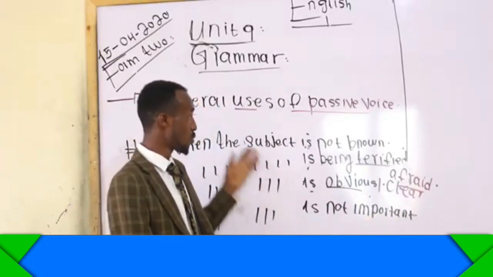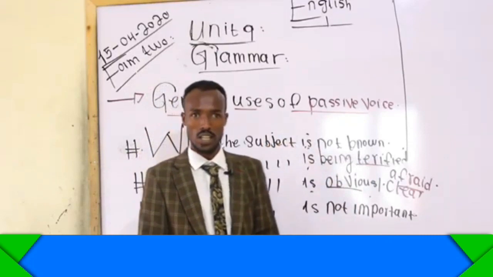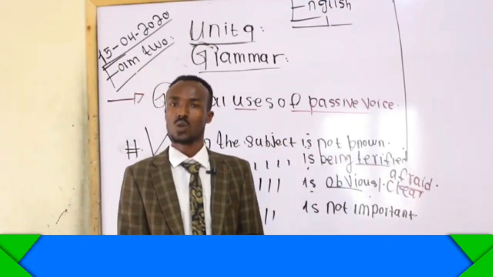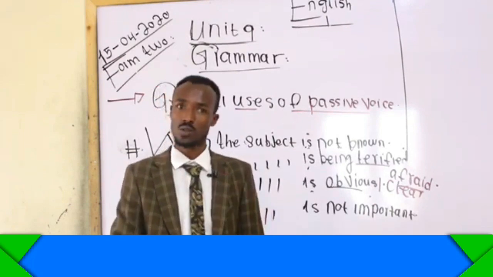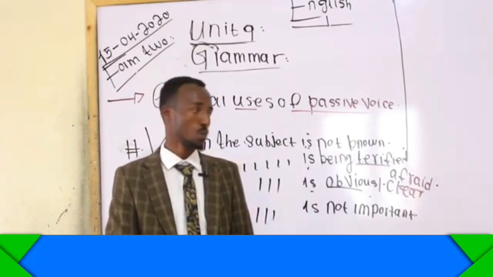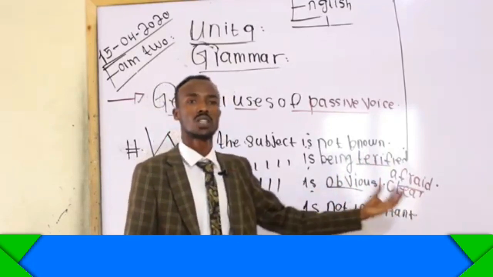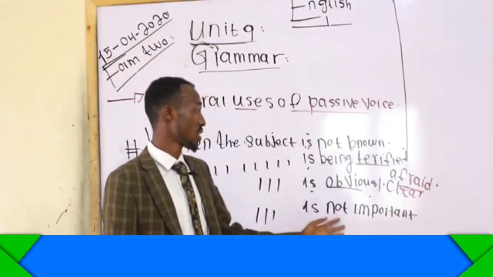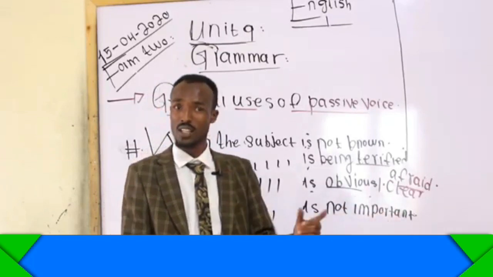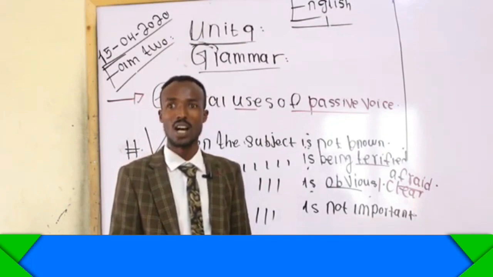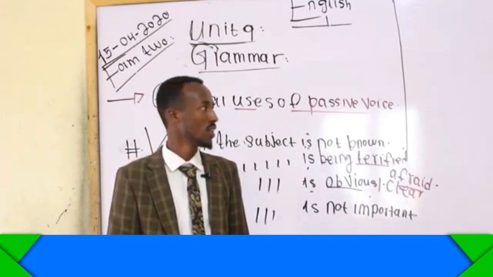These are the four main uses of the passive voice. Let me say one more time. We are going to use the passive voice when the subject is not known, when the subject is being terrified or afraid, when the subject is obvious or clear, and when the subject is not important. It's not important. We are going to focus on the object. Dear students, now I think you understood well.